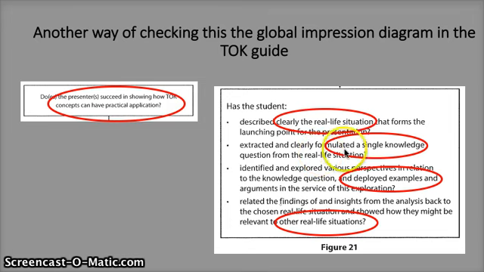You're formulating a single knowledge question, not many knowledge questions, just one. You're deploying examples and forming arguments, and then you're somehow showing these insights and analysis back to other real life situations in a somehow typical manner.